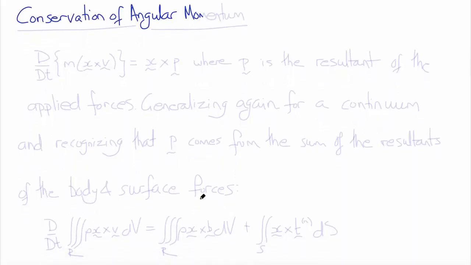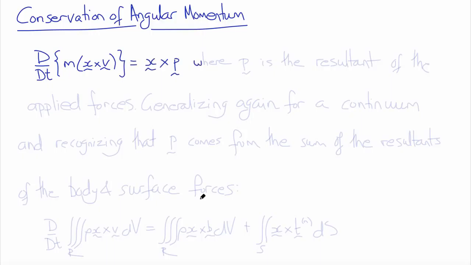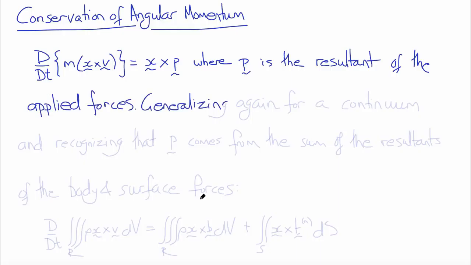Now let's derive the conservation of angular momentum. For a particle, when we wrote conservation of angular momentum, we could write the material derivative with respect to time of mass times the vector cross product of the position vector and the velocity vector will equal the vector cross product of the position vector and the external force vector P, where P is the resultant of those applied forces, which in the case of our continuum will be the sum of the resultant of the body forces and surface forces.